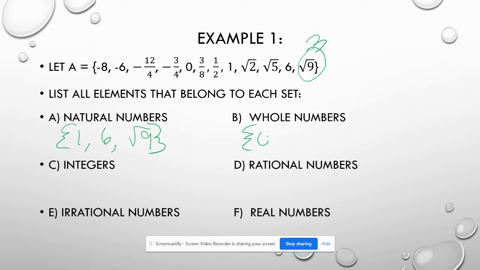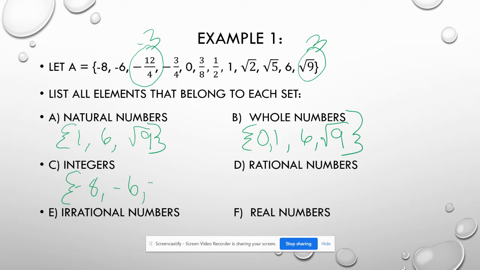Whole numbers will have what we have in natural numbers and include the 0. Integers. Remember, integers, we take the whole numbers and then we take a look at the negatives. So we have -8 and -6. I noticed that -12 is actually -3. So we can include that here. 0, 1, 6, and the square root of 9.